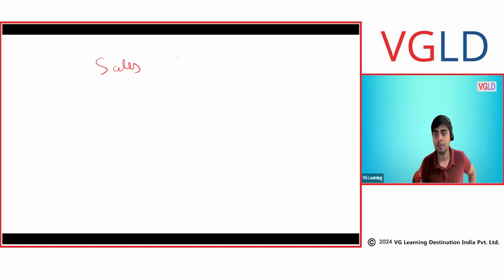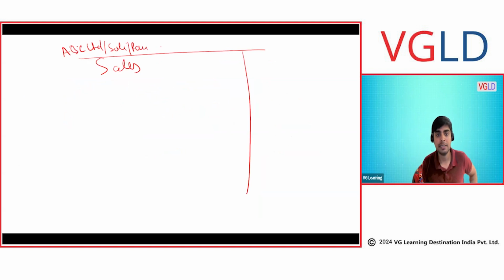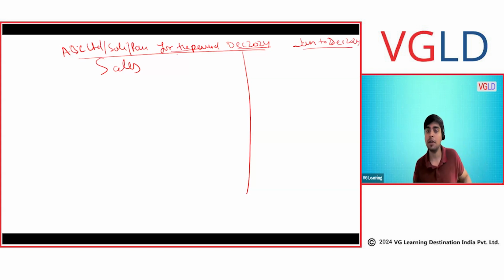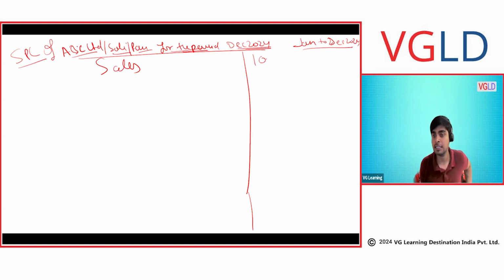Sales. Okay, one thing I forgot: ABC Limited, sole trader, partnership, etc. For the period December 2024. Please understand, when I write this, it means January to December 2024. From January 2024 to December 2024, I am preparing this profit and loss statement. Okay, SPL, statement of profit and loss of ABC Limited for the period ending on this date. First of all, we'll show the sales, let's say 10 crore.